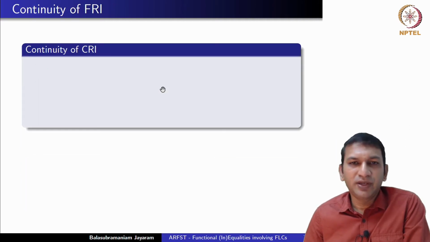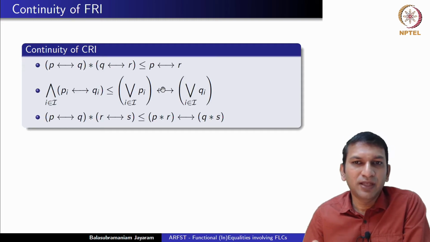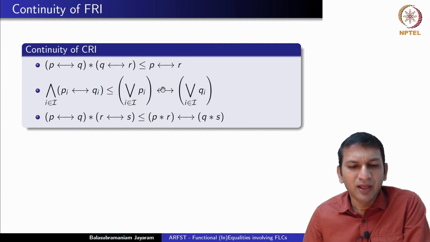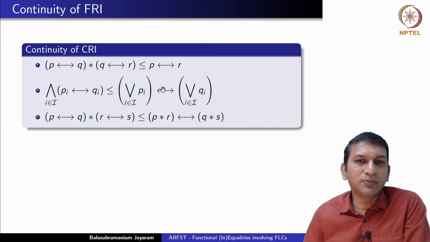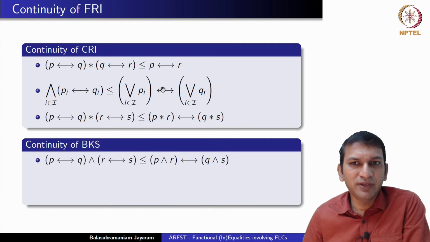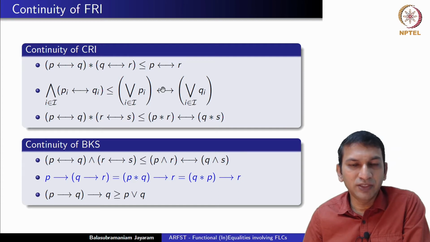When we move to continuity, when we first discussed continuity of CRI, you may have noticed these are the properties that we employed in the proofs of the different results that we actually discussed, and these were properties coming from the residuated lattice structure. In the case of continuity of BKS, when we discussed those results, we found that there was another set of properties from the residuated lattice that we were actually using.